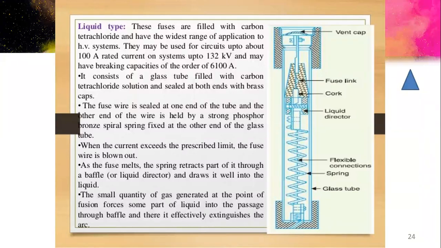The fuse wire is sealed at one end of the tube, and the other end of the wire is held by a strong phosphorus bronze spring.